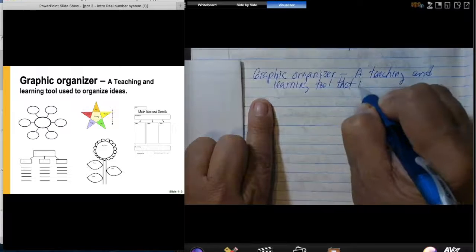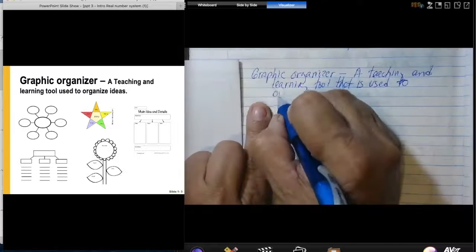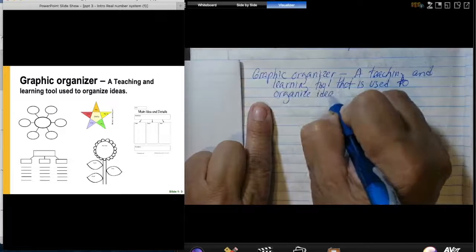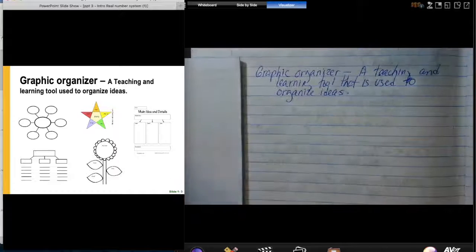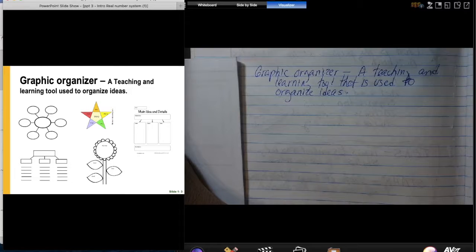Some of the examples that are shown there that I have found from the internet is one that's shaped like a star, and in each point of the star, it's who, what, where, why, when, with the main idea on the inside. You could also have a flower in which the leaves represent perhaps main ideas of a story or of a character. There are charts and tables. All of these are graphic organizers.